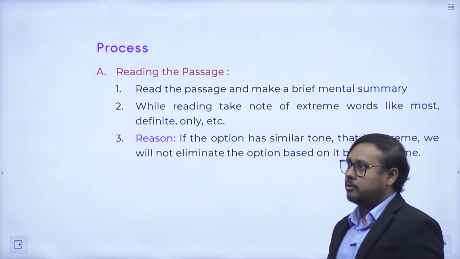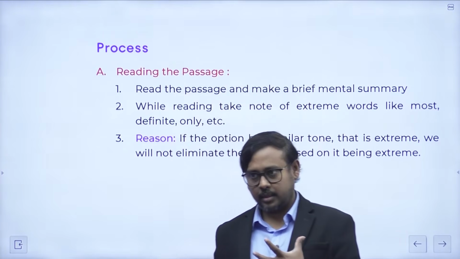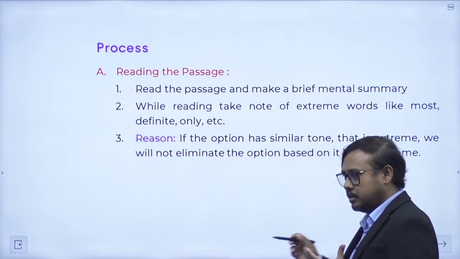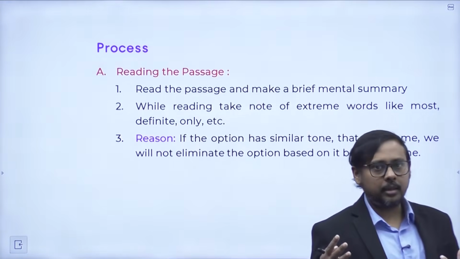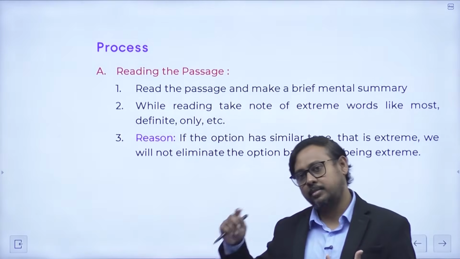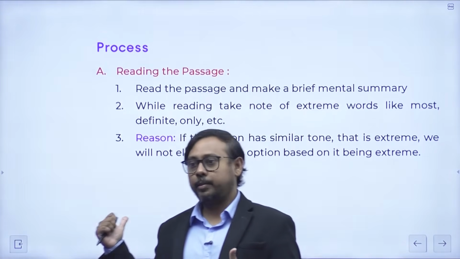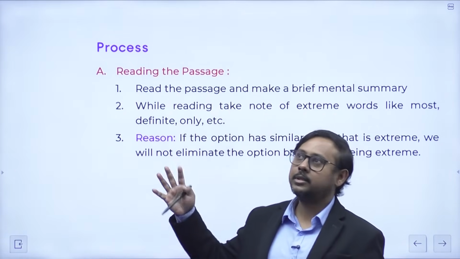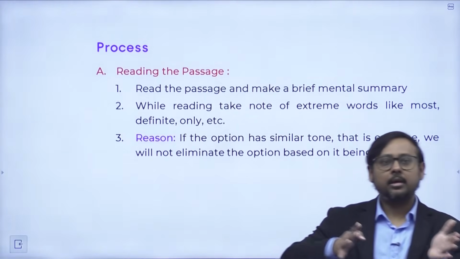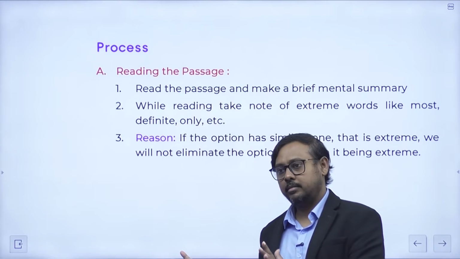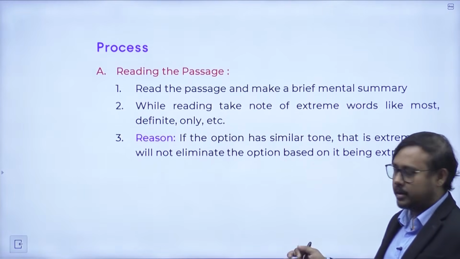But if the passage is extreme, and the assumption has this extreme word, then you should think that yes, the author has thought about that extreme and hence he has written an extreme passage. Then I will not eliminate that option because it is an extreme option. Are you getting the logic of it? If the passage is extreme, then the assumption can be extreme. So be careful of these words like most, definitely, only.